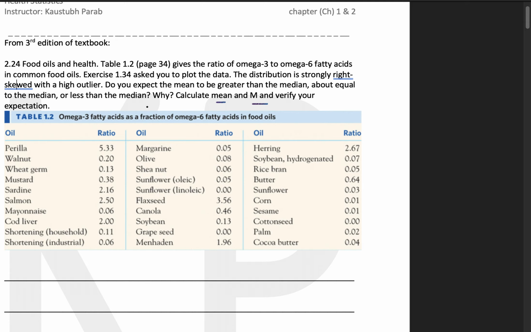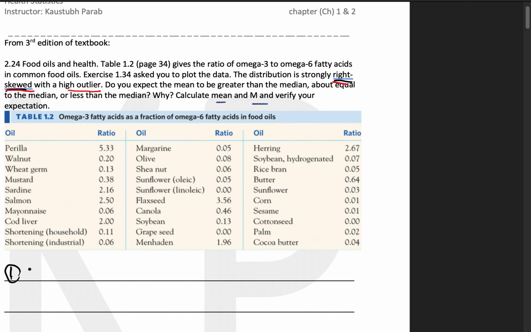And the first question is actually about the mean, median, and the concept related to that. So the data is given to you regarding omega-3 and omega-6 fatty acids. The distribution is given as right skewed and it is strongly right skewed. So that is one of the key information from the question stem, with high outlier. And then they have asked us, do you expect the mean to be greater than the median, about equal to median, or less than the median? So that is our first sub question.